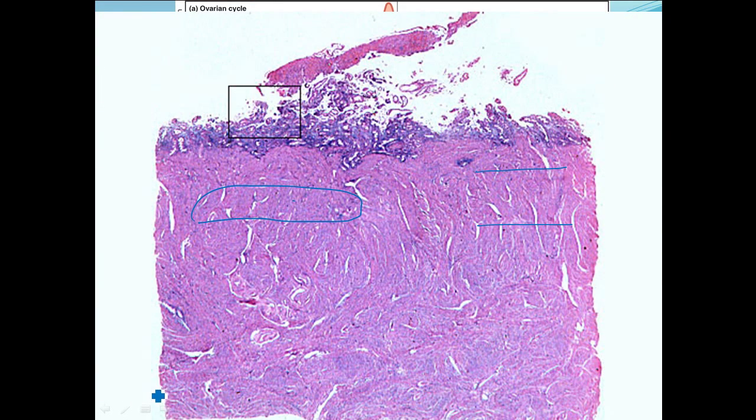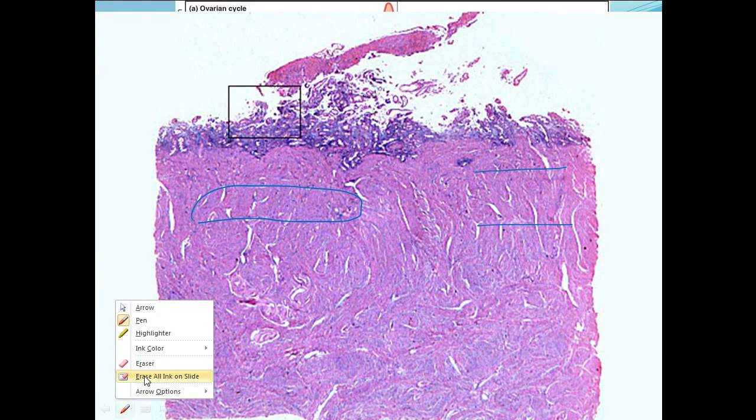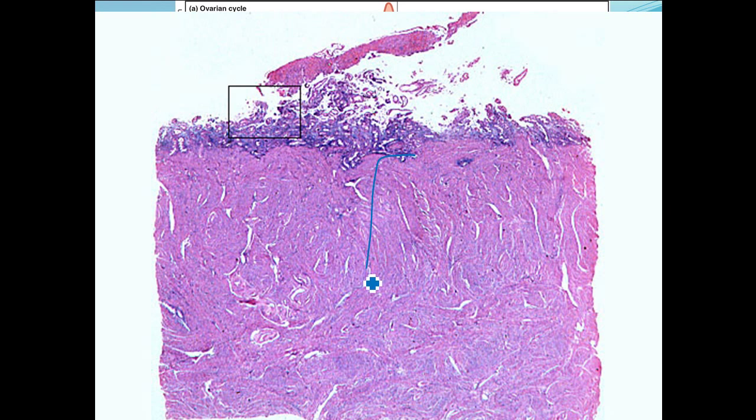So if you look at it here, what is this layer here? Yeah, myometrium. And what do you have left over here? The basal layer, the stratum basalis. The functional layer, all gone. Well, mostly gone. There's still a little bit left over here. So this is the menstrual phase.